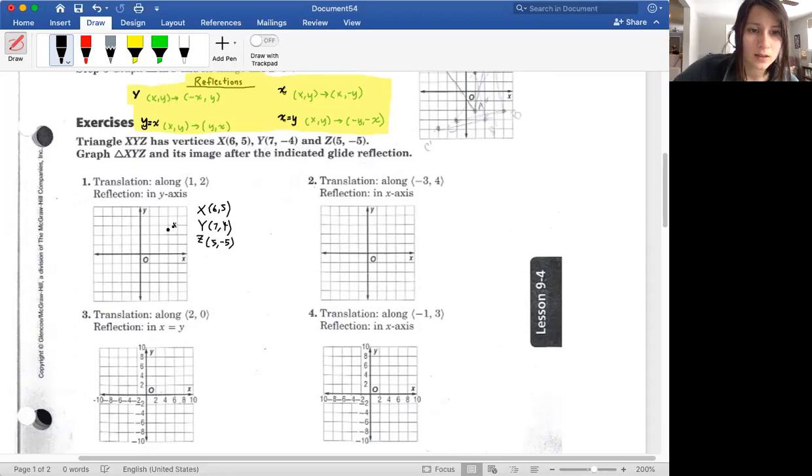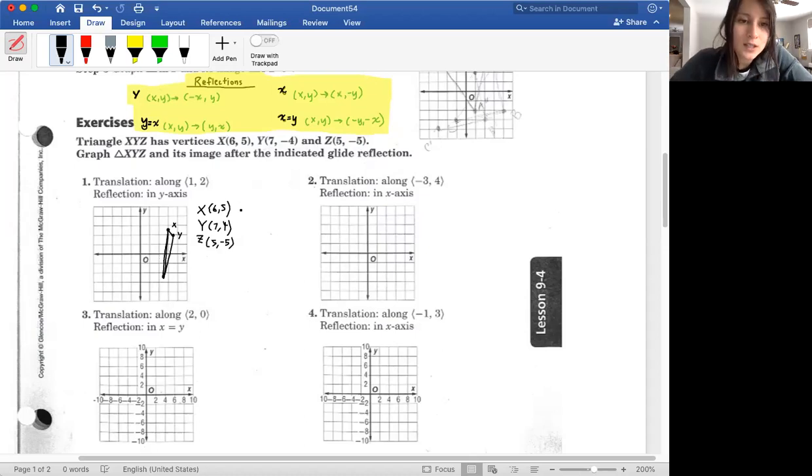There's my X. And then 2, 4, 6, 7, 4. Ooh, this might be small. There's my Y. And then 5, -5. Ooh, -5 down here. Okay, so my triangle looks kind of like this. Very skinny, narrow triangle here.